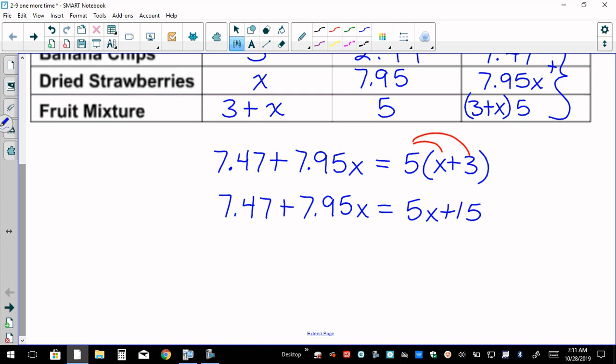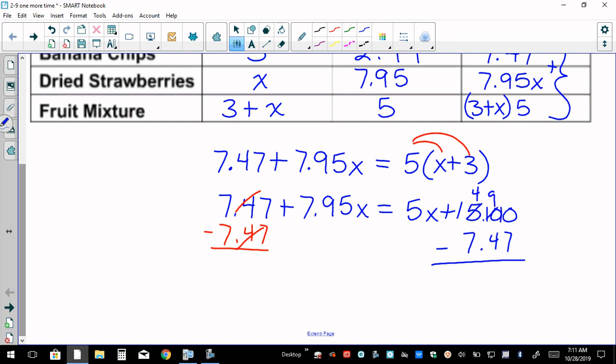Now the whole goal here is to get all the variables on one side and all the numbers on the other. I'm going to keep everything positive if I can. So I'm going to go negative $7.47, or subtract that, and that's going to cancel those. I'm going to subtract 747, I believe it was.